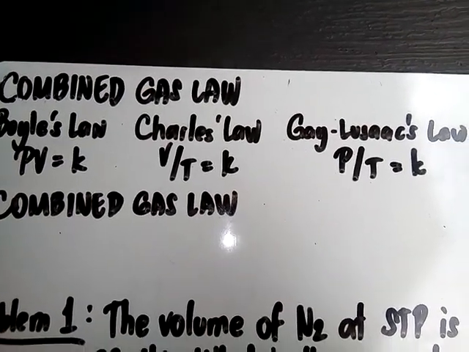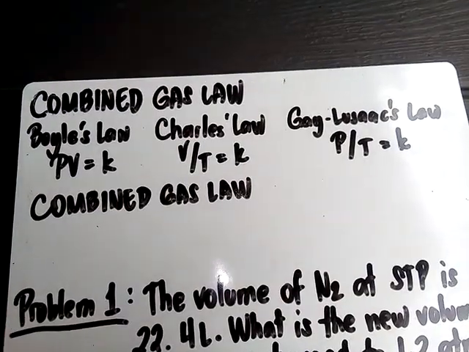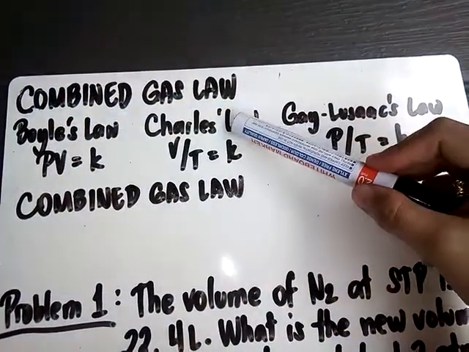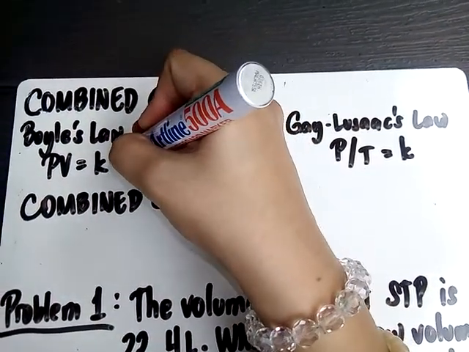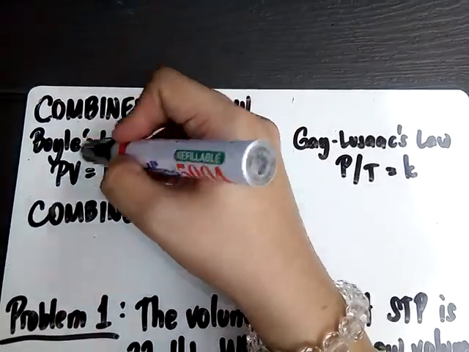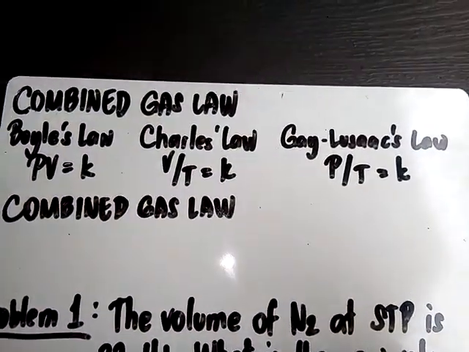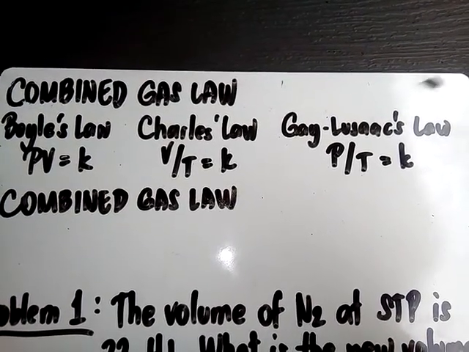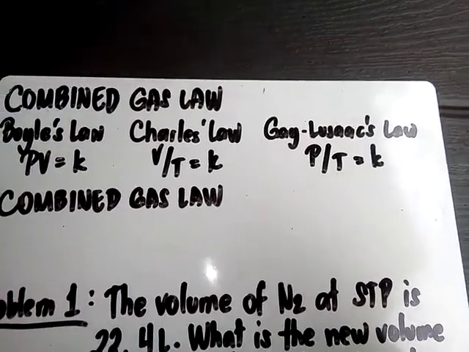This is combined gas law, simply because we will combine all the gas laws we have discussed so far. So we have Boyle's law, Charles' law, and Gay-Lussac's law. Boyle's law is PV equals K, meaning the product of pressure and volume is constant. In Charles' law, the quotient of volume divided by temperature is constant. In Gay-Lussac's law, pressure divided by temperature is constant.